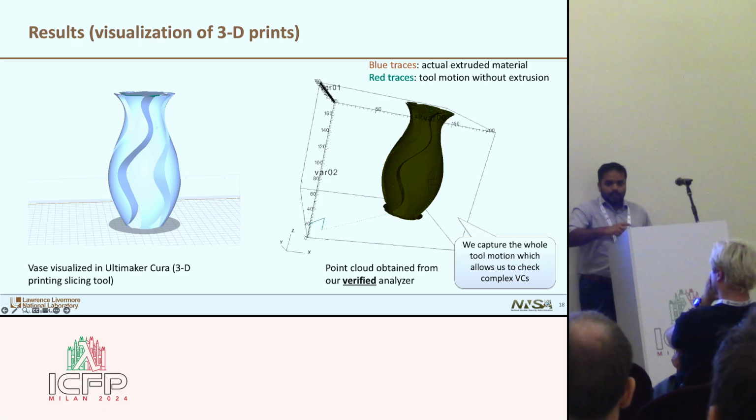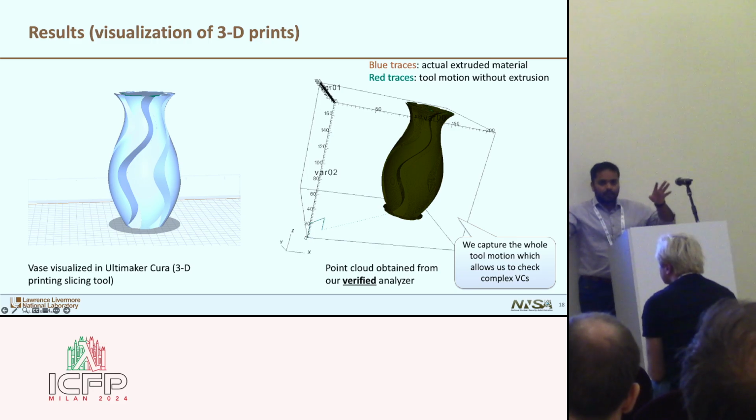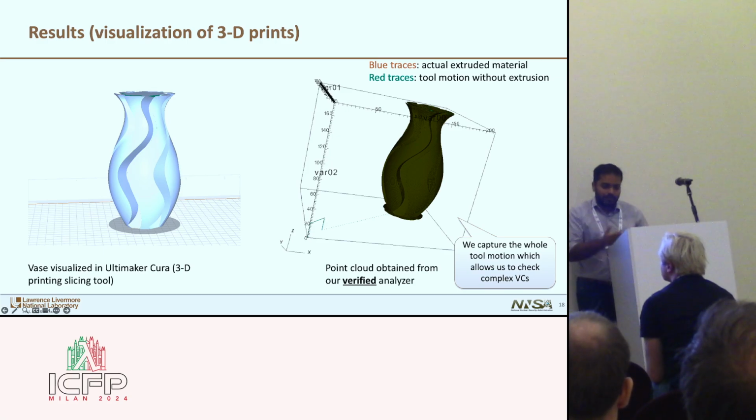So this Ultimaker Cura takes this object file, slices it into G-code instructions, which are then fed into our analyzer. The result on the right-hand side is the visualization of the path trace of the 3D printer that is emitted from our analyzer. As you can see, we have captured the whole design that was initially fed into the analyzer pretty neatly. And the best part is that the code interpreter is verified, so we get this nice result from our verified analyzer.